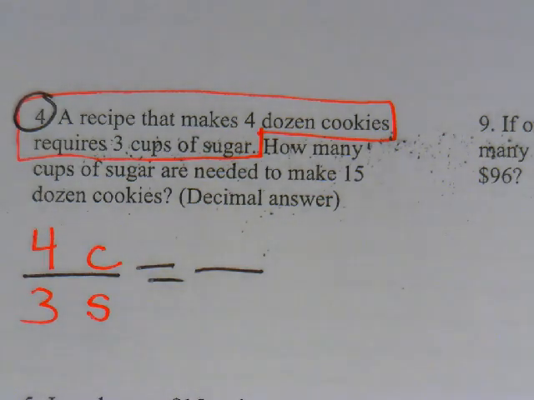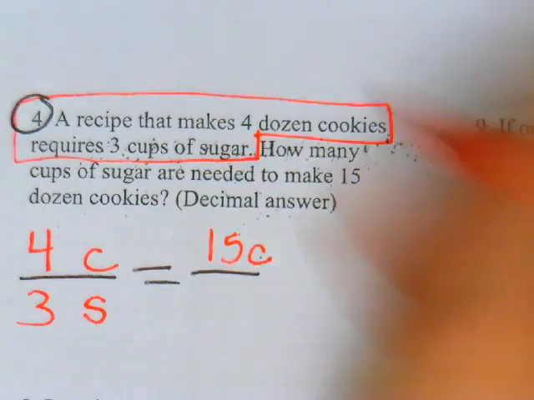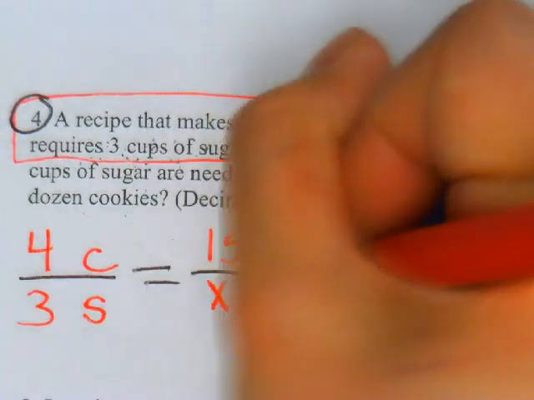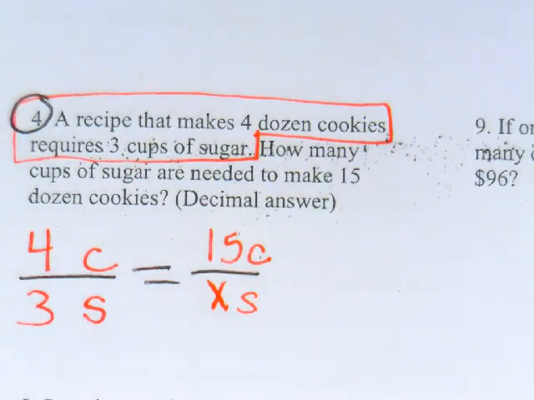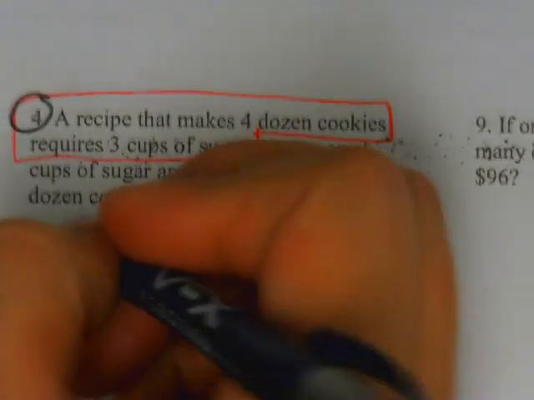Now, second sentence. How many cups of sugar are needed for 15 dozen? So where does the 15 go? Dozen cookies. On the top or the bottom? Yeah. And then x on the bottom. So, Jaden, how would you solve this? You have to do 4 times x, the butterfly method, and then like 3 times 15.